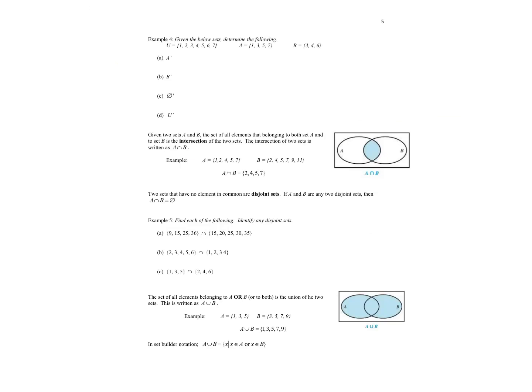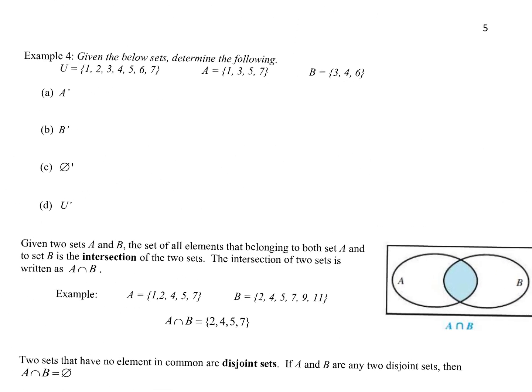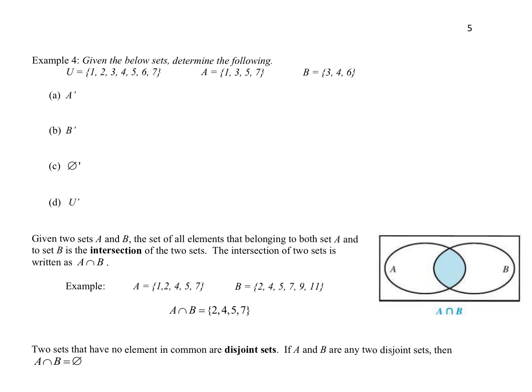So let's use the idea of a complement and answer these questions. It says, given the below sets, determine the following. So it says A prime. Before we start, I need to make one little note. This right here is U. He's my universal set. So universal set means everything lives inside of me. U is the big overarching set, like the outside of the box.